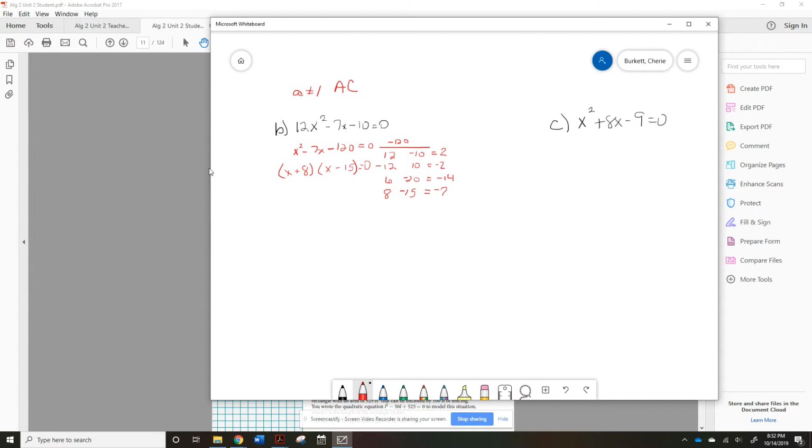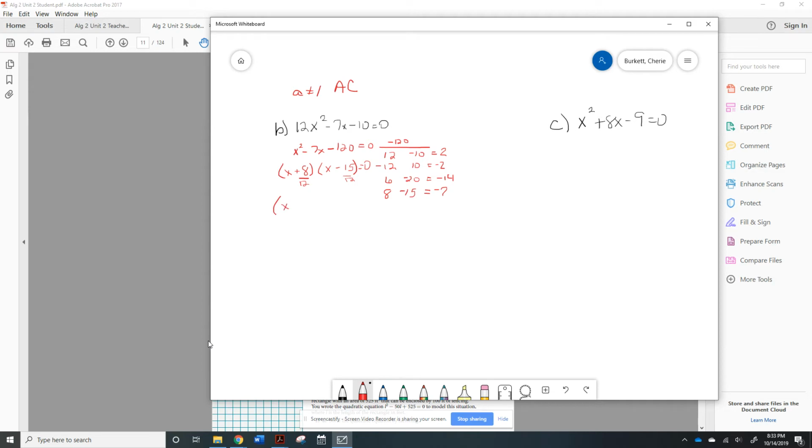Now, last time, if it was just the AC method, we would be finished, but it's not just an easy table. It is the AC method. So we have to undo that multiply by 12. So I've got to divide by 12. I've got to divide by 12. Now, 12 won't go into either one of those evenly, but they both reduce.